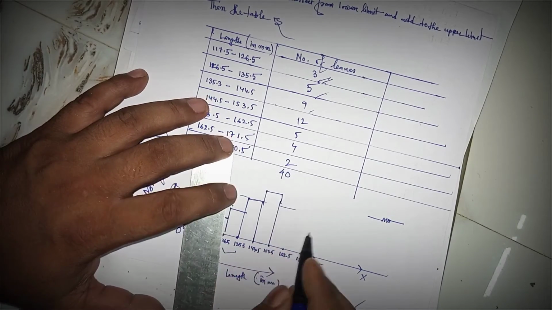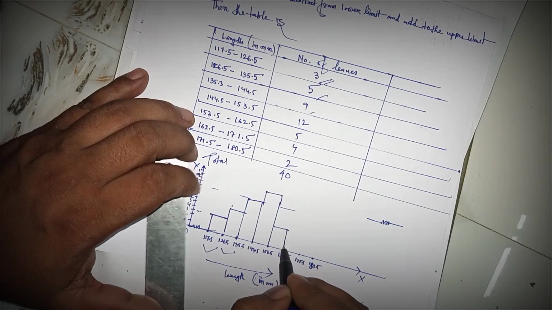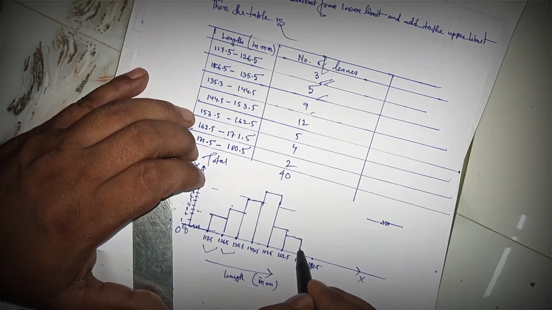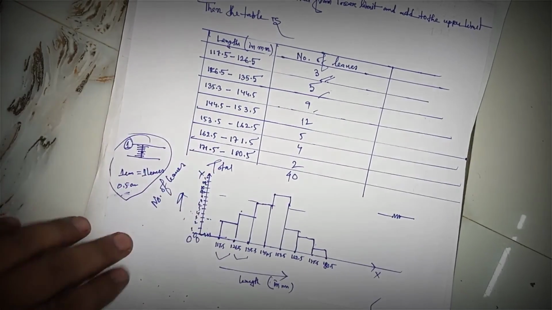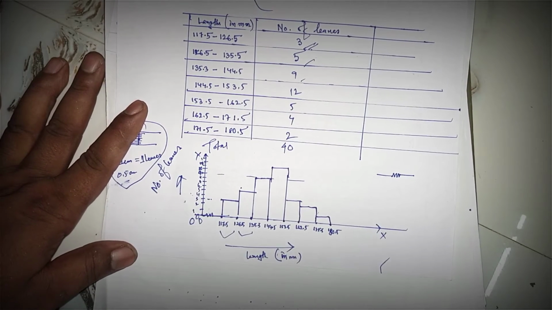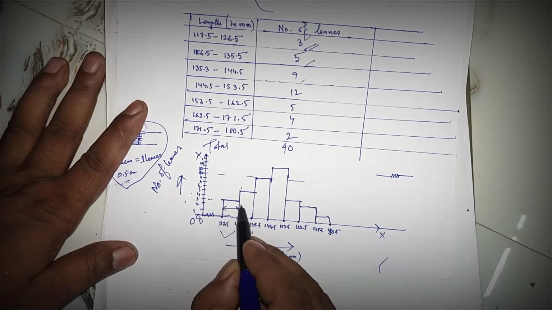12. Next value is 5. So 5 here, like this. Next value is 4, like this. Next value is 2, like this. So this is the required bar graph. Okay, very easy.